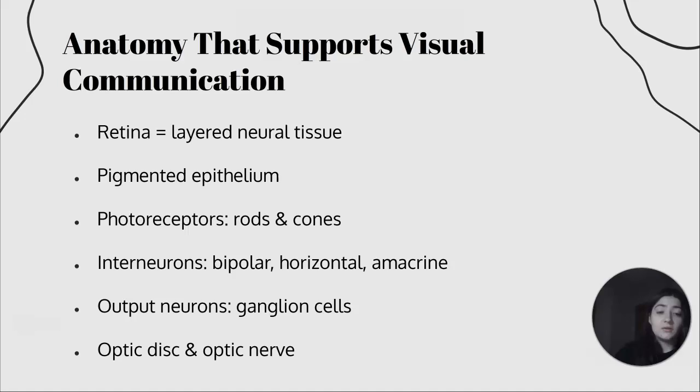Then the final retinal neuron that we talked about in this slide is the ganglion cells. These are the only cells in the retina that do generate action potentials. Their axons are bundled together at the optic disc to form what we call the optic nerve, which then carries visual information to the brain. Overall, this layered anatomy allows the retina to receive light, process information, and communicate efficiently with our central nervous system.